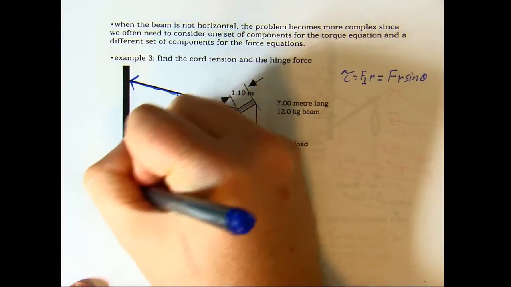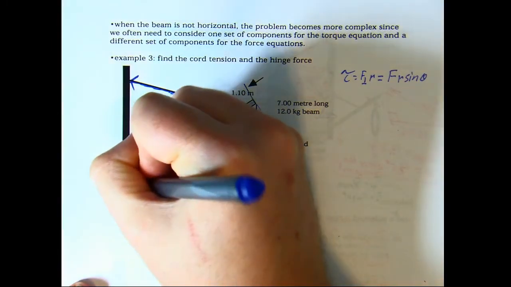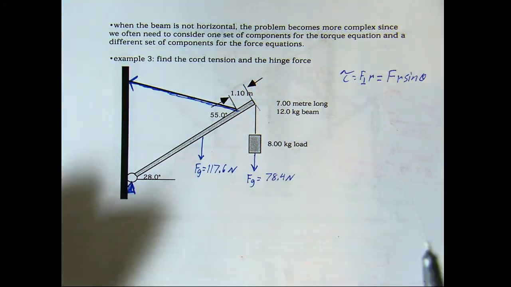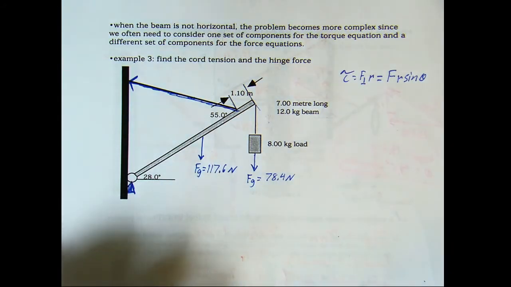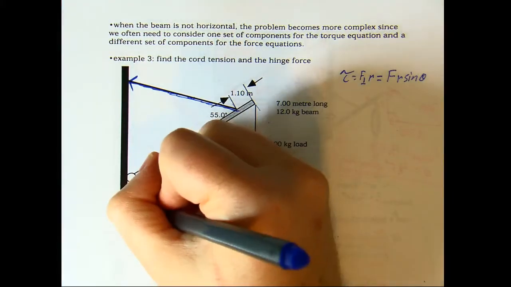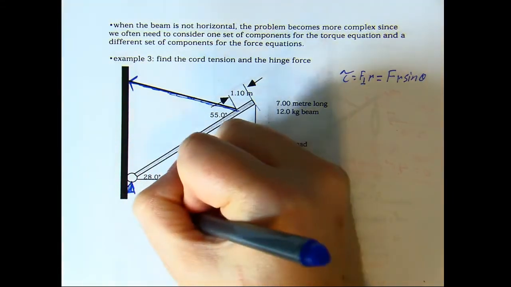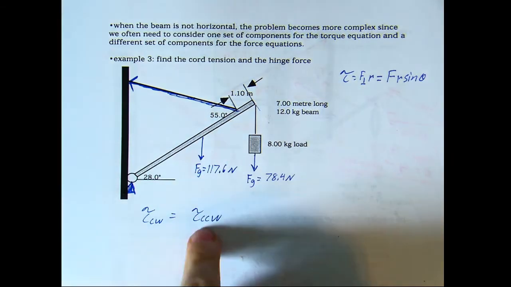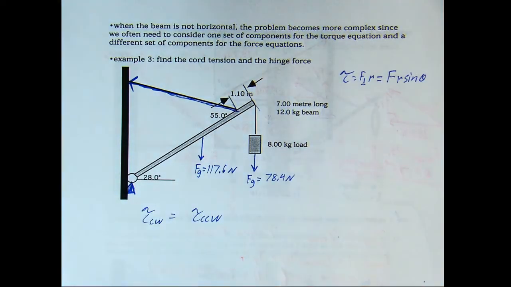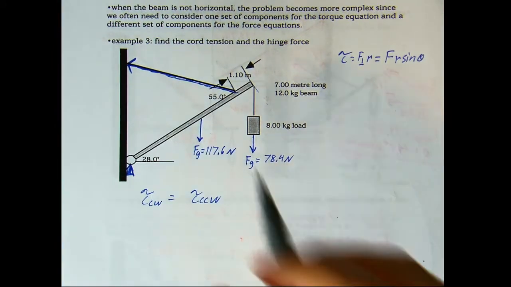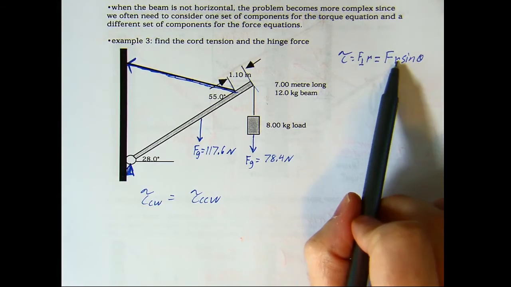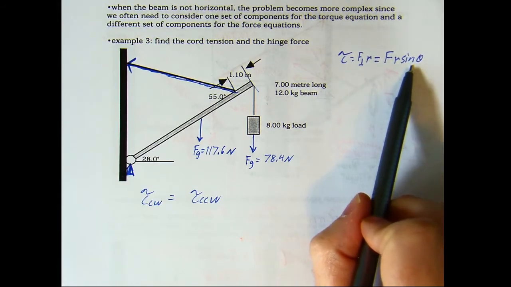My pivot is here. We're going to figure out what the hinge force is later. So first, I want to look at the torques. I want my clockwise torques equaling my counterclockwise torques. I've got this angle here. I'm going to use this expression: torque equals my force times the distance from the pivot times the sine of the angle between them.